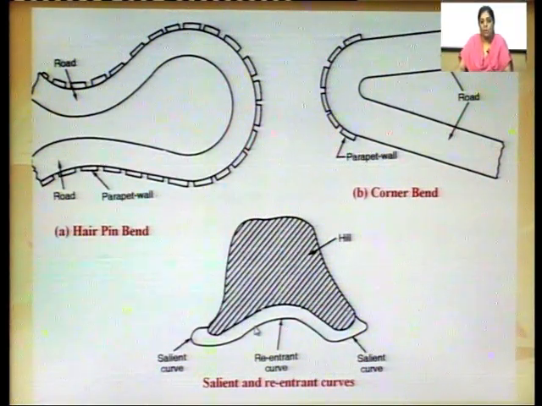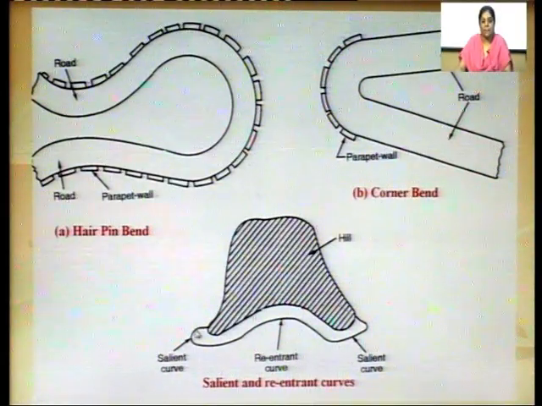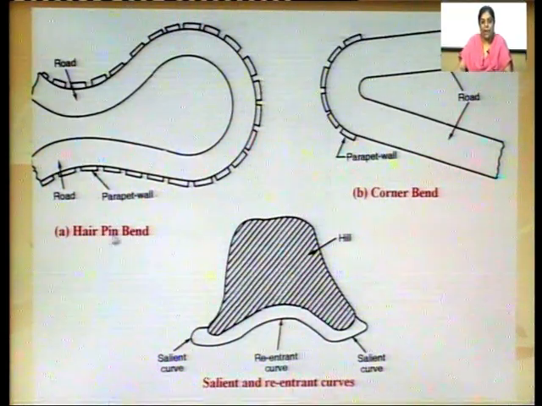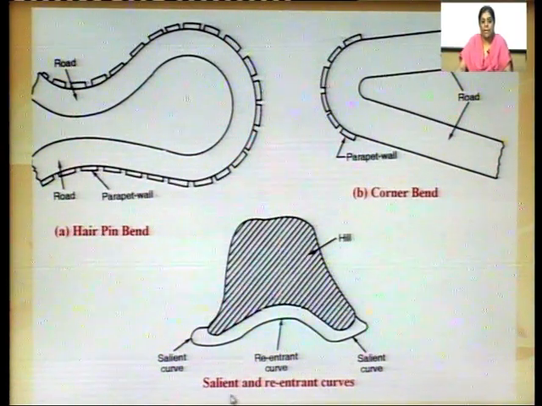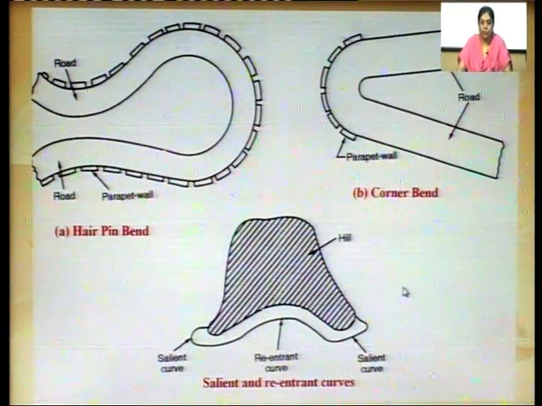So, most parts of the roads in hills are made like this. They have salient curves and re-entrant curves. So, these are three curves. First is the hairpin bend, then there is the corner bend, then there are salient and re-entrant curves. Generally, these curves are used on hill roads.